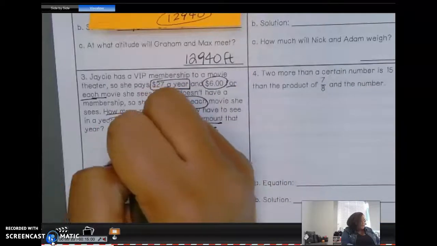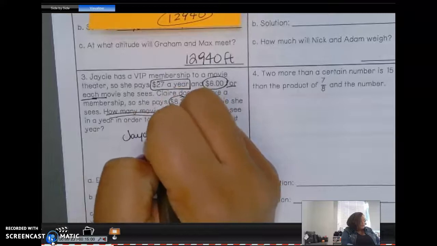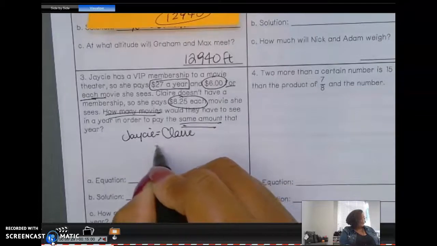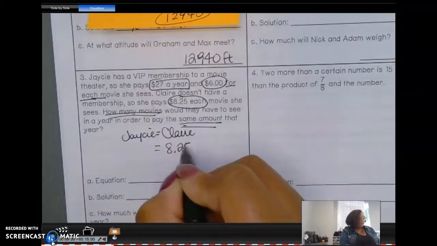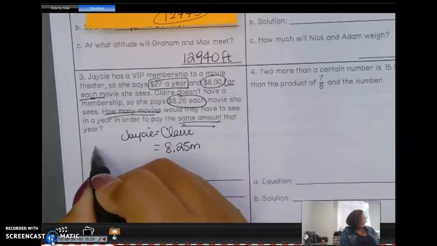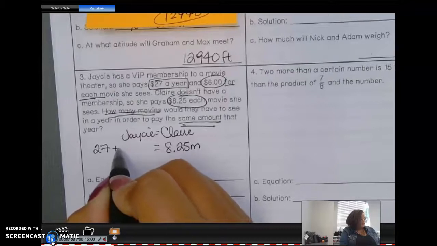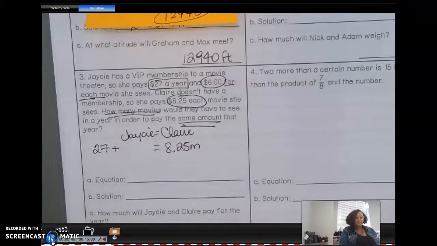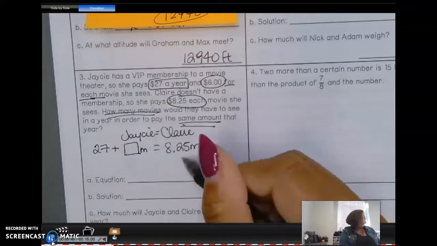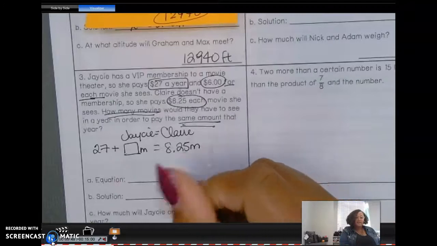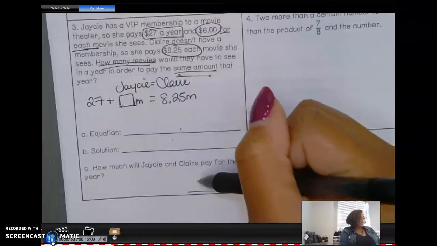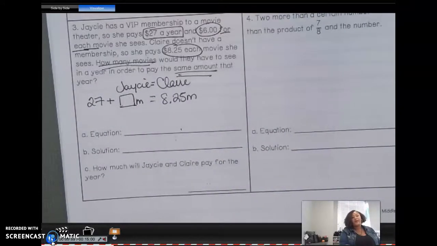So I want JC to equal Claire. Claire is $8.25 per movie. JC is 27 plus something per movie. Something m. Finish your equation, fill in the blank right here, whatever she pays per movie, solve it, find out how much she pays, or they will pay, in the year.